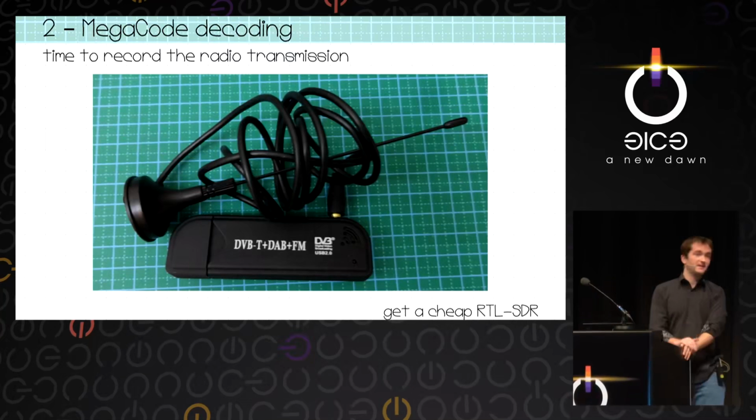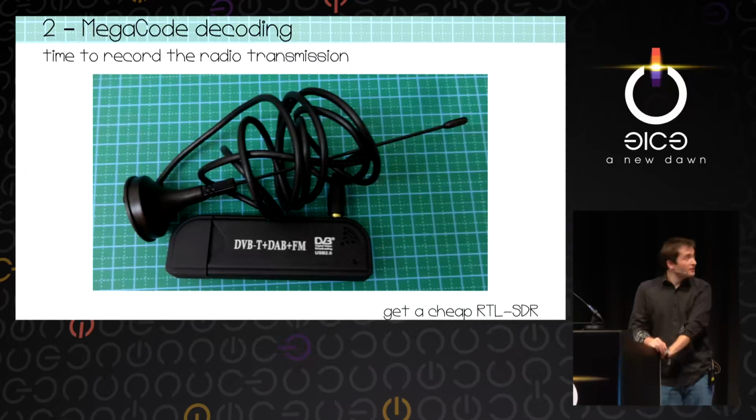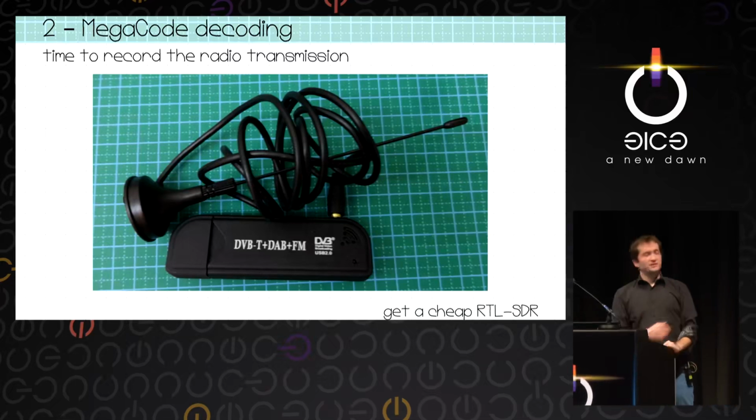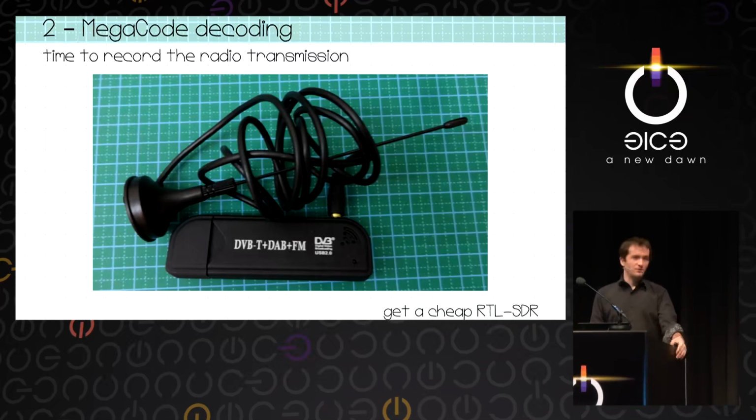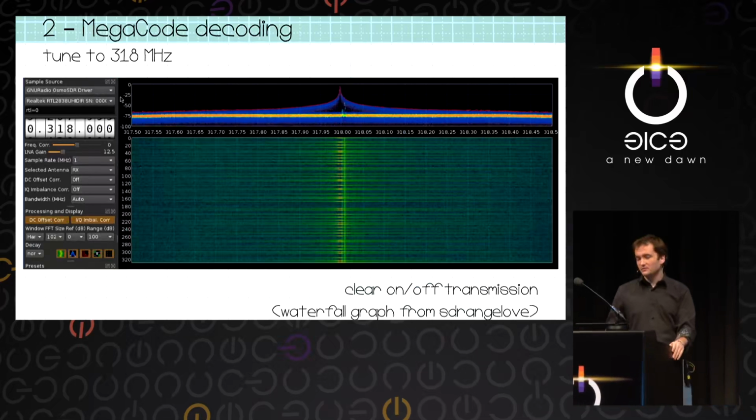Now we know how it transmits, it starts to play with software-defined radio. And even for entry level, you have this cheap RTL-SDR, which everyone speaks about, only $20. It's a nice software-defined radio.